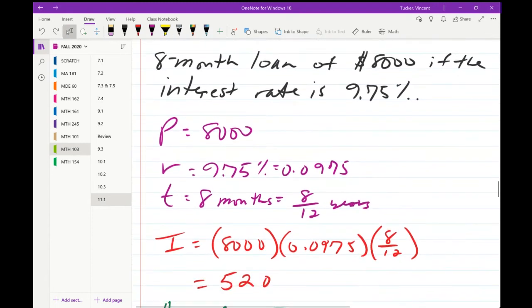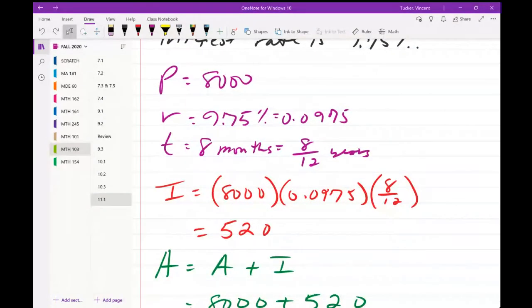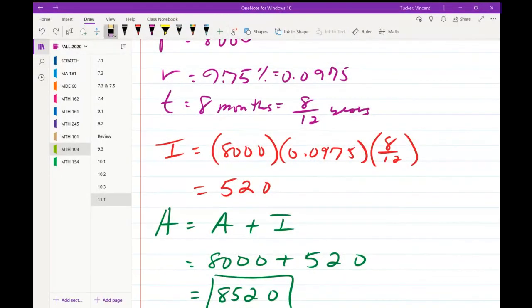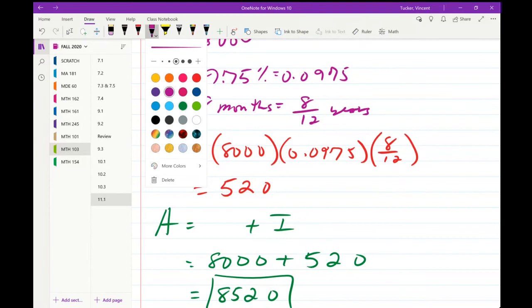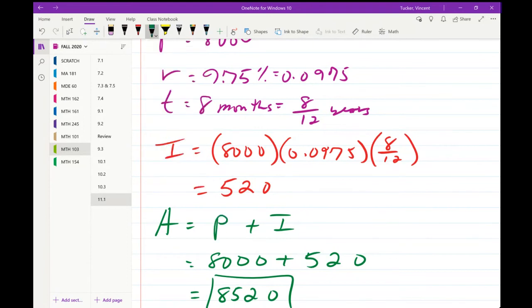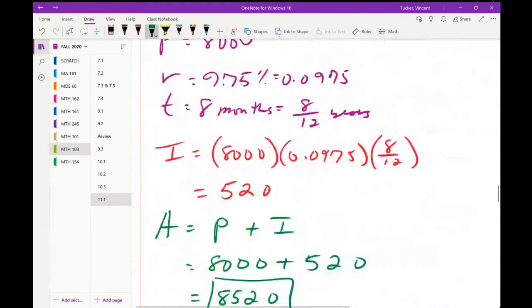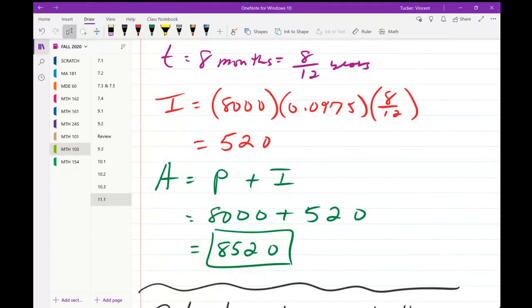Plug them into the formula of what I is. I is P times R times T. 8,000 times 0.0975 times 8 over 12. That would be 520. Once you have interest earned, oh, see, I made a mistake here. That should be a P. A is equal to P plus I. So you take that 520 and add it to P, 8,000 plus 520, which would be 8520.